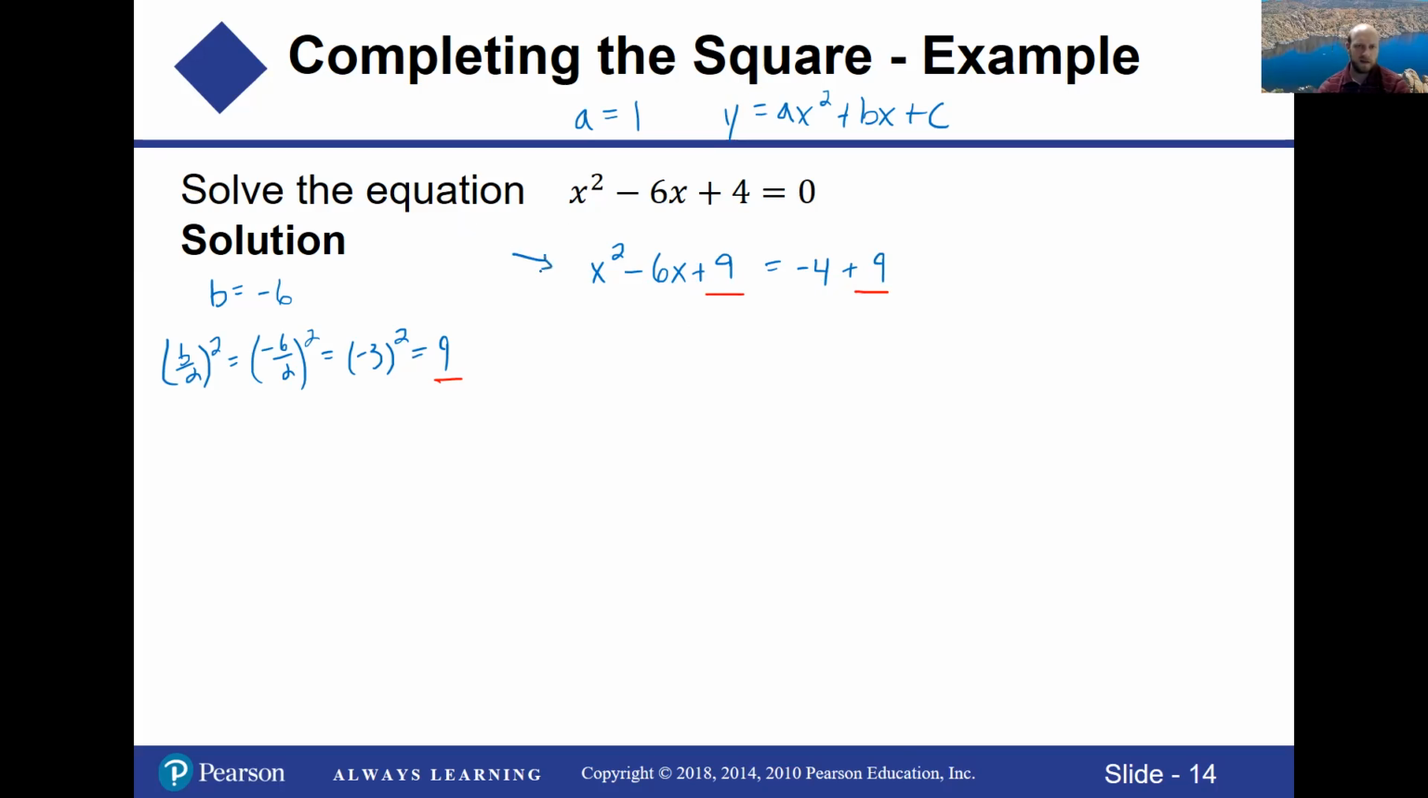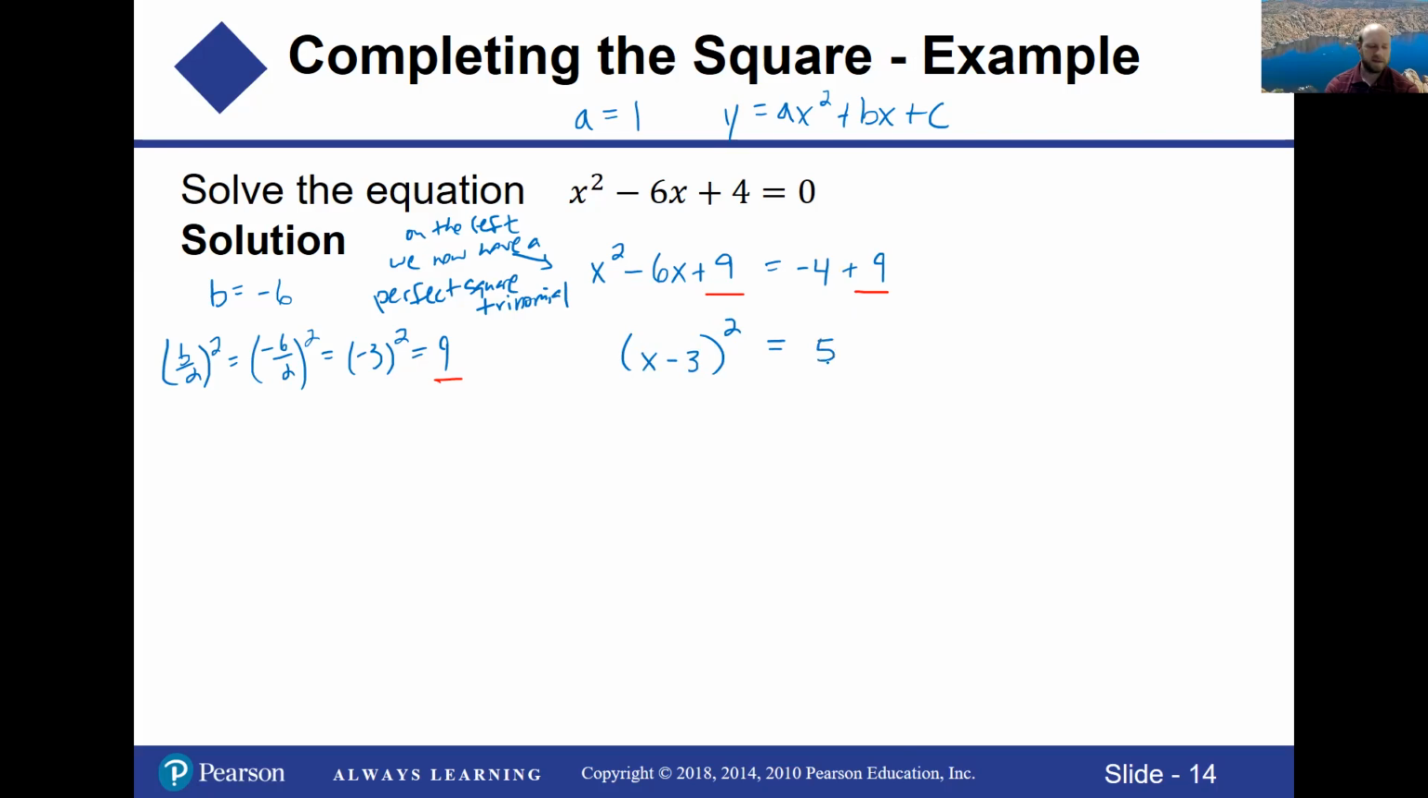So on the left here, we now have a perfect square trinomial. And that's what I want. I need this to be a perfect square trinomial so that I can easily factor it into x plus something squared or x minus something squared. Well, in this case, you tell me, it's x minus 3 squared.